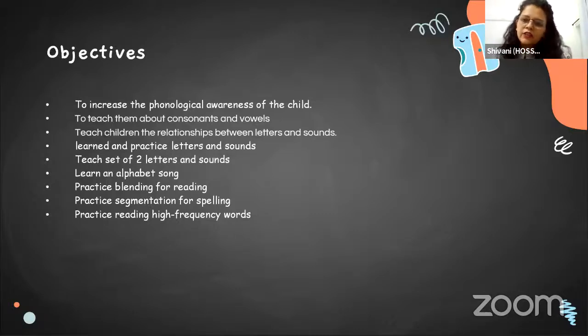And after that, for the bigger kids, we are going to introduce blending, which is very difficult, and we explain it to them very well. After blending, we are going to introduce segmentation and high frequency words. High frequency words are generally sight words, which don't follow the phonics rules basically, but they have to remember them and pronounce them very well.